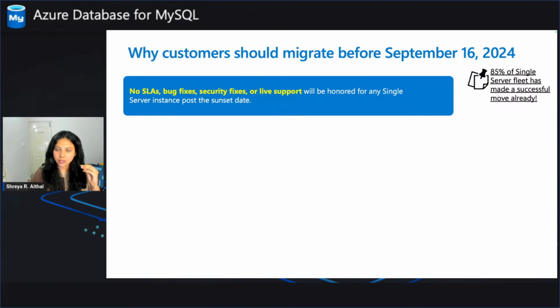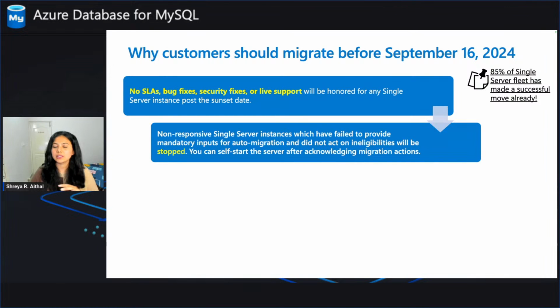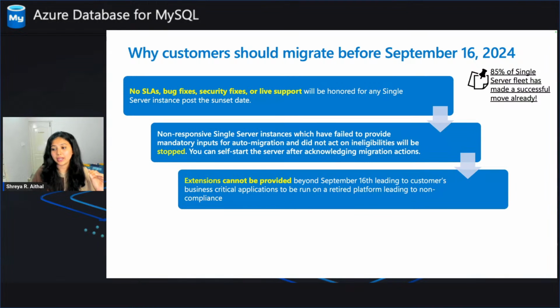What will happen post September 16th is any single server instances which have been non-responsive, by non-responsive, I mean which have failed to provide the inputs that are required for auto migration, they will be stopped. Of course, we will provide you the ability to self-start the servers after you acknowledge all the actions that are required for migrations, but it will be stopped post September 16th. And there will be no extensions provided post that date. So if you have not moved, you will be non-compliant on single server because we will be stopping support.